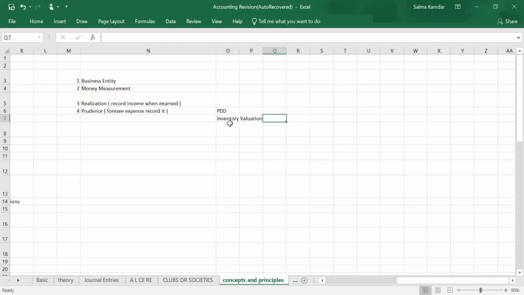How do you value your inventory? Net realizable value or cost, whichever is lower. Lower of cost or net realizable value. When you find out cost, what is the thing that you add into it? You add the carriage inward to it. And when you find out net realizable value, you deduct the selling expenses. Okay. Next, what else will you remember?